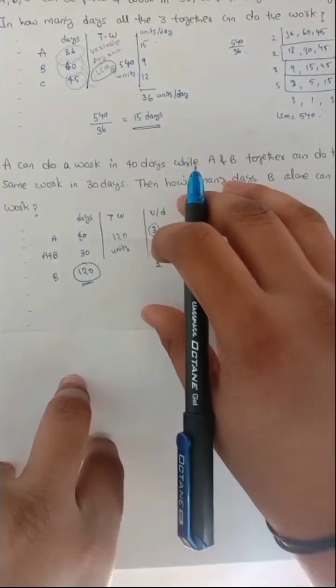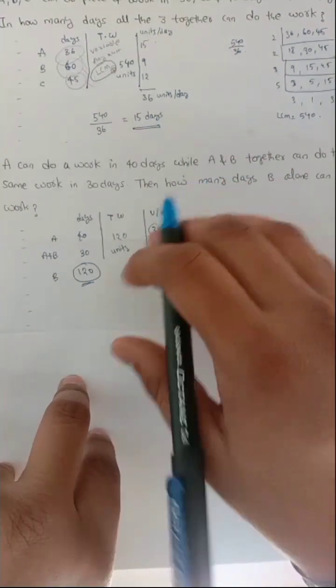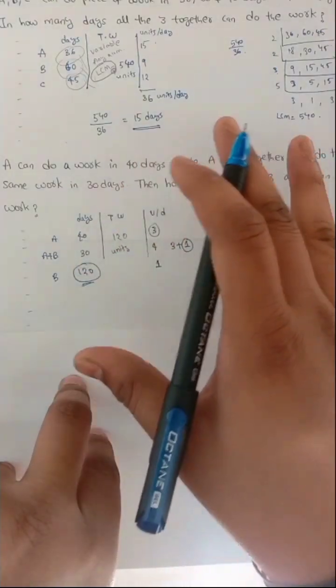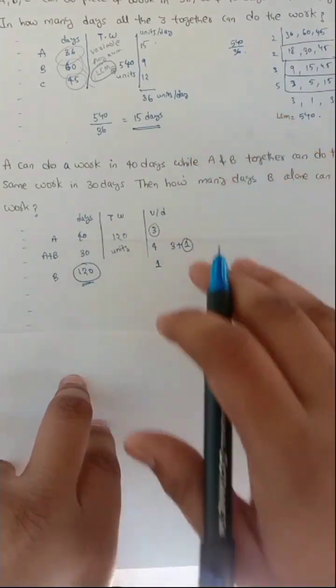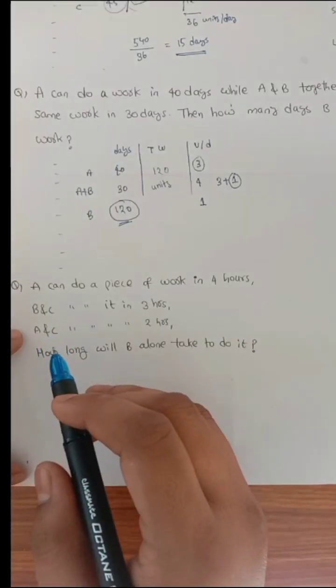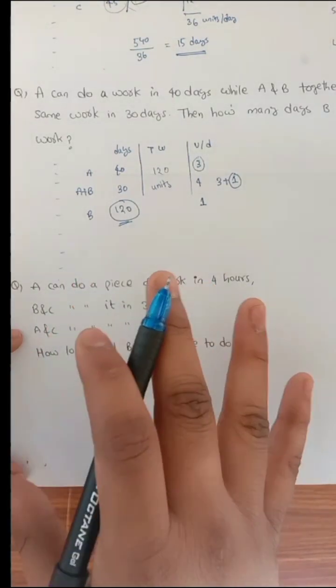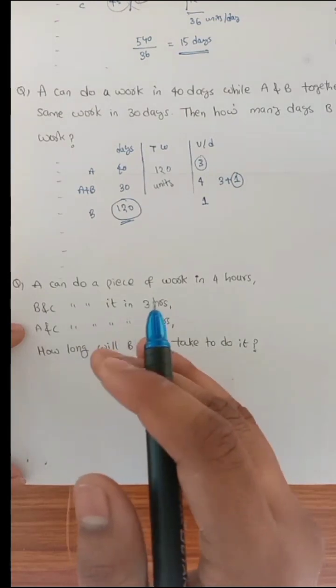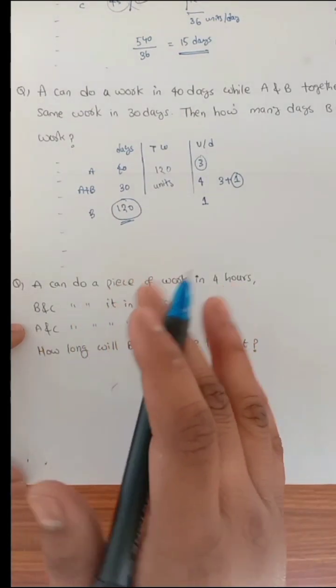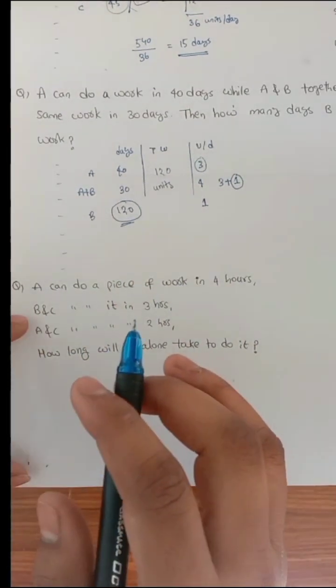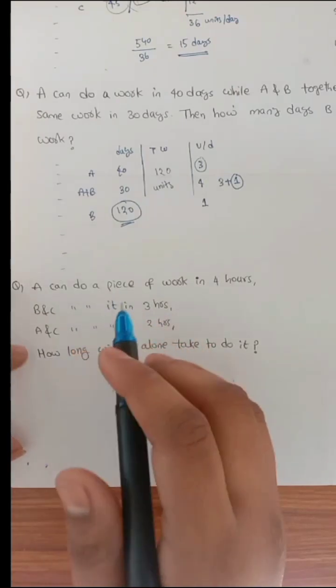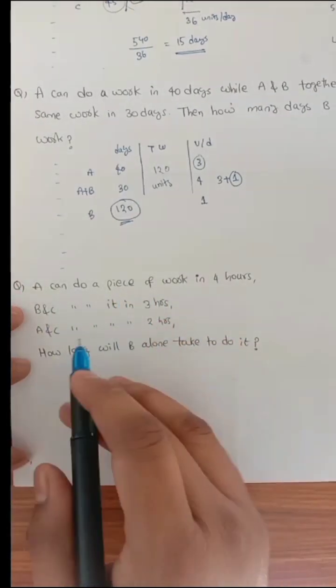So this is the easiest way, or you can say shortcut, to do these time and work aptitude questions. Let us take one more question. These questions are just basic questions. I will move to advanced questions in time and work, so don't forget to watch those advanced questions also. Let us solve this question now.